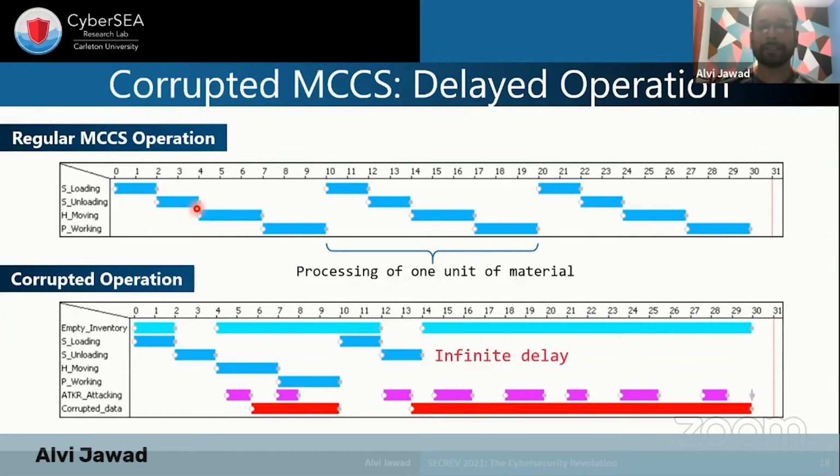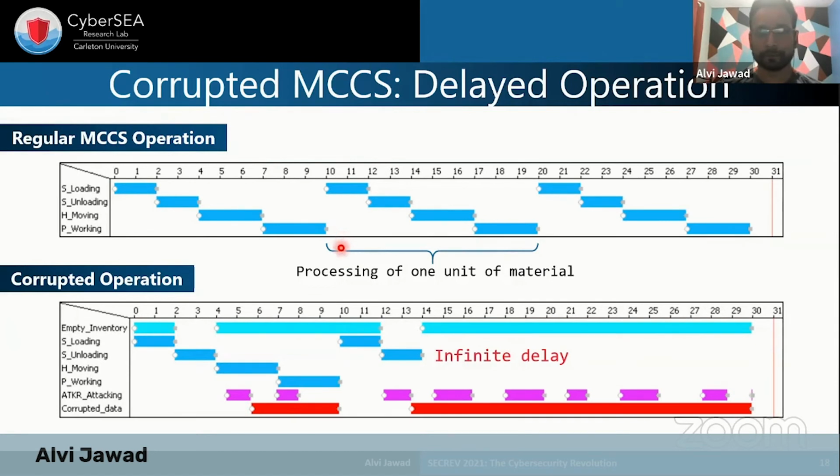And these time units, you can think of them as minutes, seconds, or hours, depending on what kind of granularity you want while you're modeling your system. So the loading and unloading of the storage agent, moving by the handling agent, and the final processing by the processing agent creates one cycle. And this one cycle of 10 time units means that we have successfully processed 1 unit of material. So this is a regular operation, meaning that each 10 time units, we should have 1 unit of material being processed.